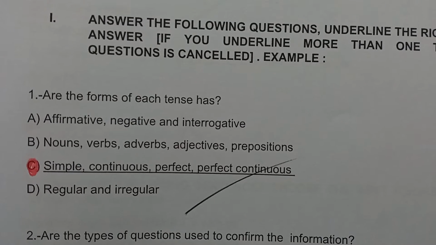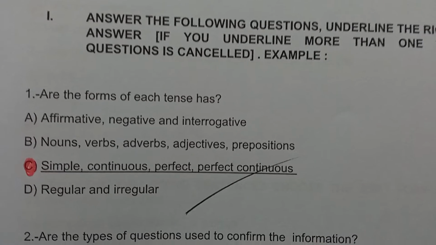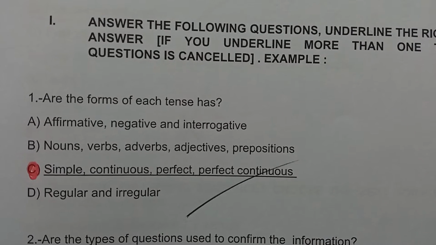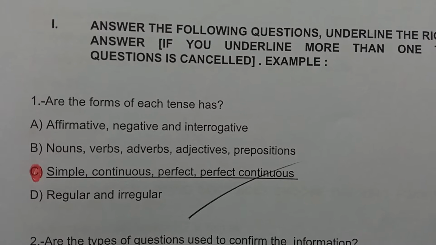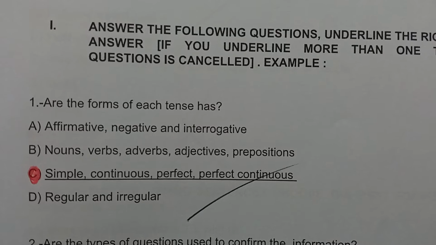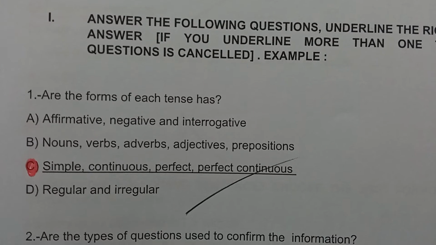Now, letter B, nouns, verbs, adverbs, adjectives, prepositions. Letter C, simple, continuous, perfect, perfect continuous. And regular and irregular, letter D. You have four options and you have to analyze each one.